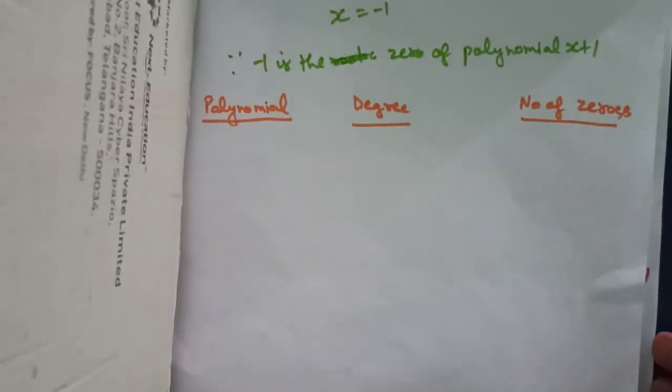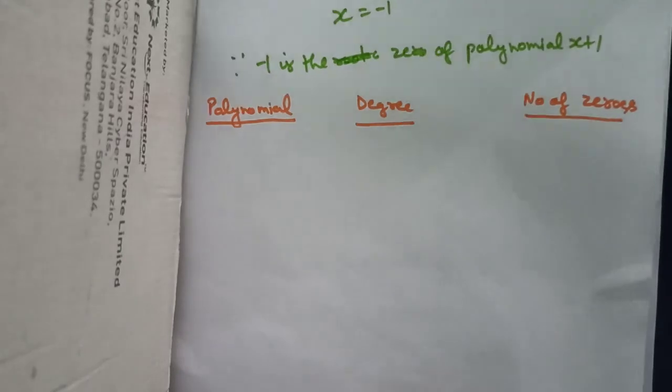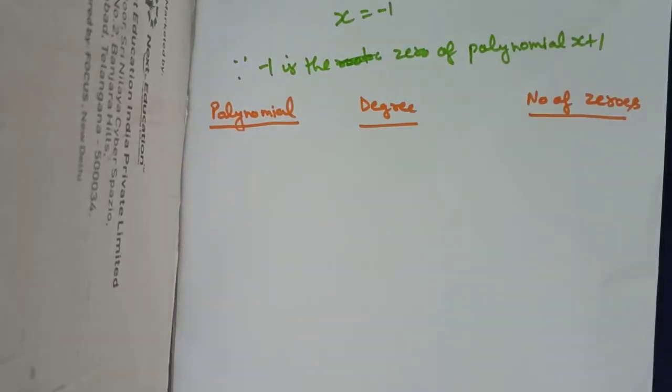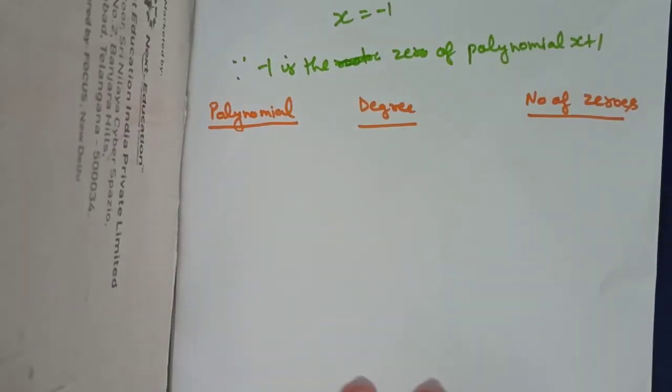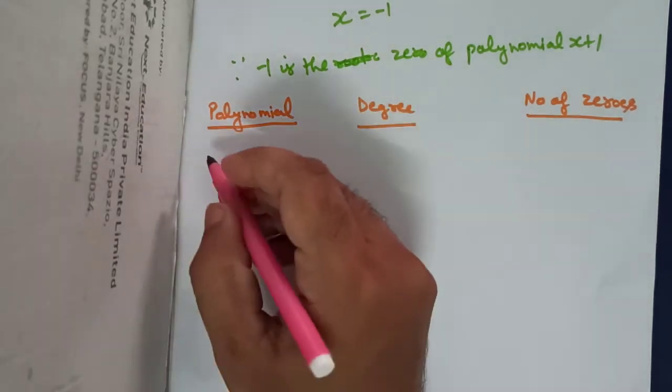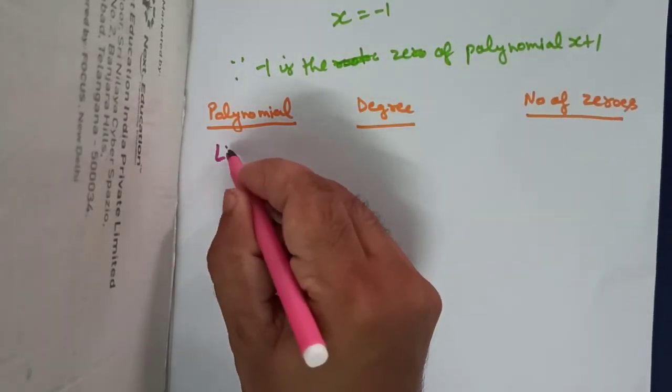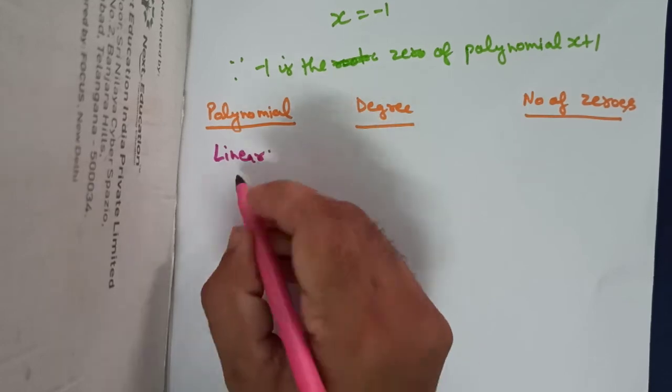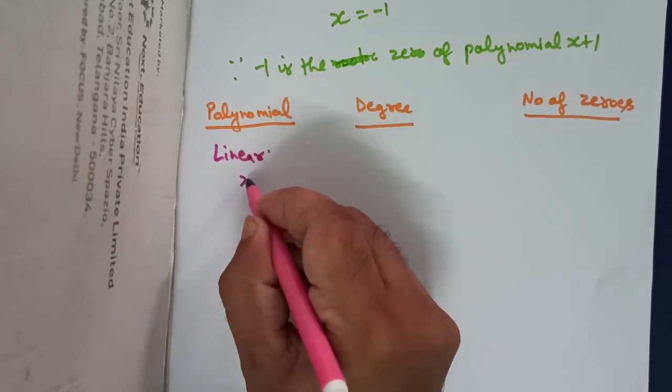Now, is there any relation between the zeros of a polynomial and the degree of the polynomial? Yes, there is a relation between the number of zeros and the degree of a polynomial. Let us see. For example, if we have a linear polynomial, let's take an example, x minus 1.